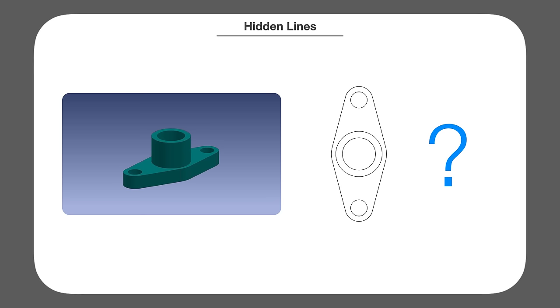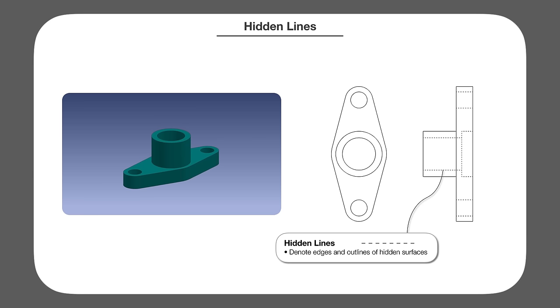So we need some type of line to show hidden features. And what's done is we use these dashed lines called hidden lines to draw features that are hidden from view. When you're selecting views for a drawing, you want to pick views that minimize the number of hidden lines you have to use to show a part. Also, when you're dimensioning, it's better to apply dimensions to object lines than to hidden lines.